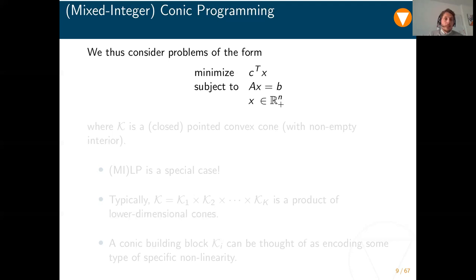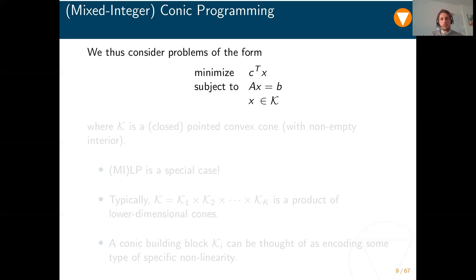And now in more general conic programming, we just substitute this with some cone, which can be something different. It can be more abstract. We will see many examples of that. So that's the standard form of conic programming that we are going to look at during this talk.